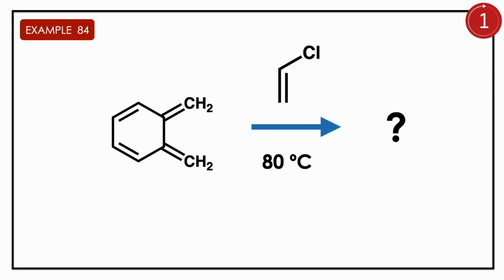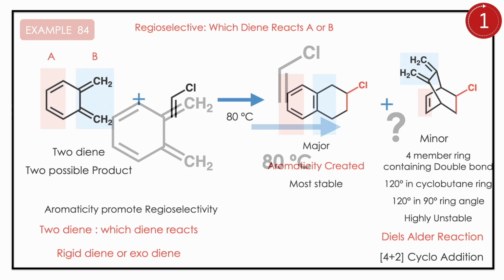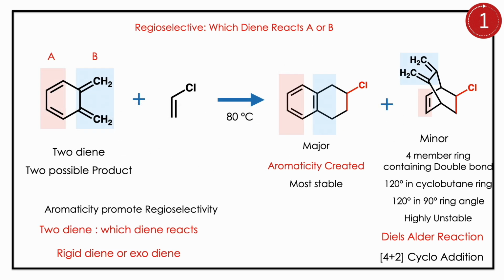Then the next example, you have cyclohexadiene with two exocyclic double bonds reacting with a phenyl chloride. You are heating it up. You should find what will be the final product. By looking at the diene and dienophile, you might realize the Diels-Alder reaction, which is 4 plus 2 cycloaddition. But here two dienes are there.